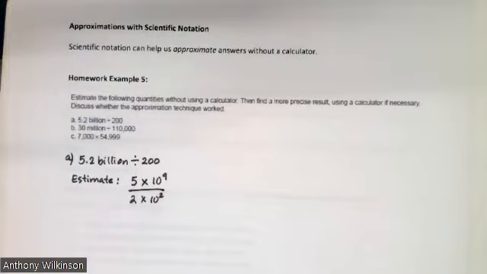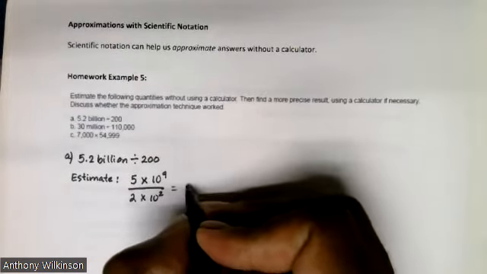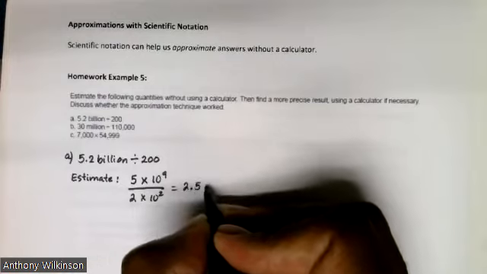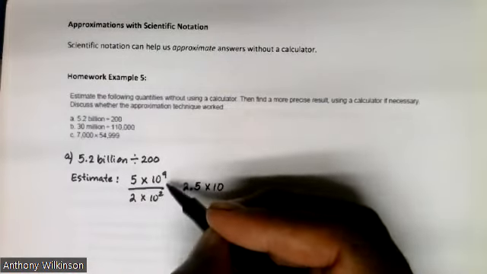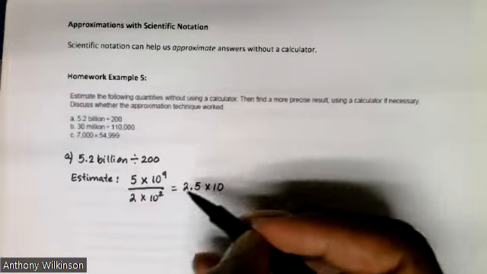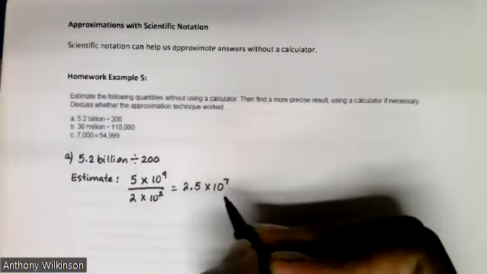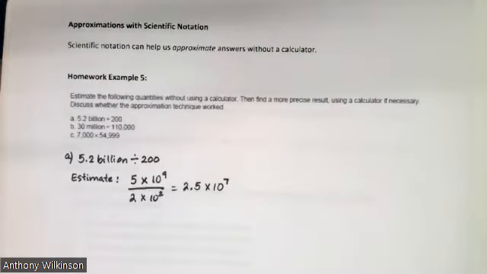And here, this is a division problem. So let's divide 5 by 2, that's 2.5, times, bring the 10 over and subtract your exponents for 10. 9 minus 2 would be 7. So my estimate would be 2.5 times 10 to the 7.